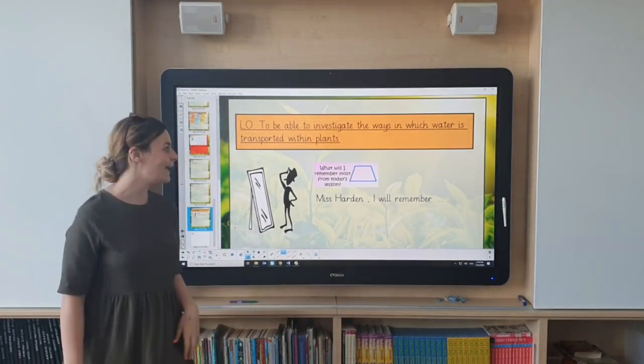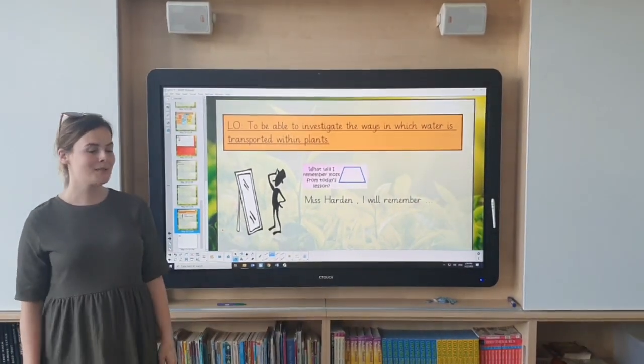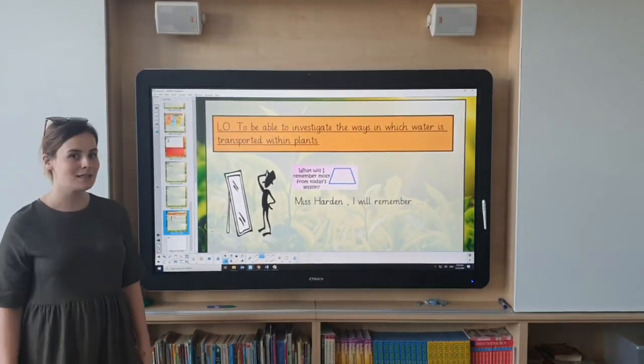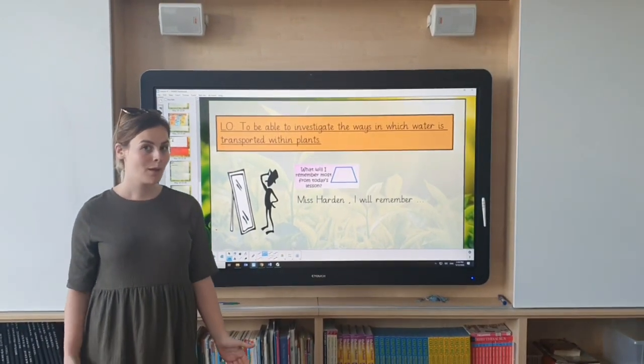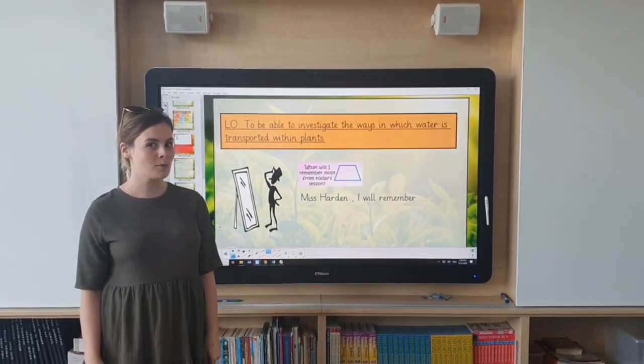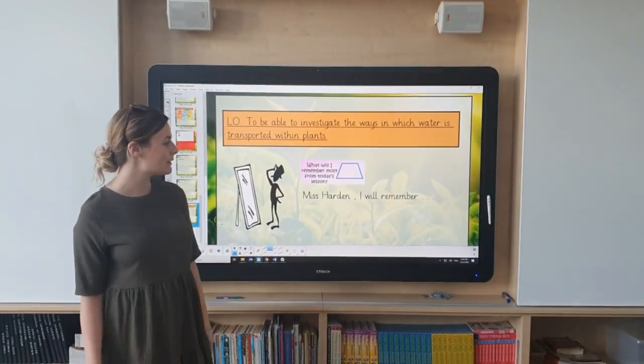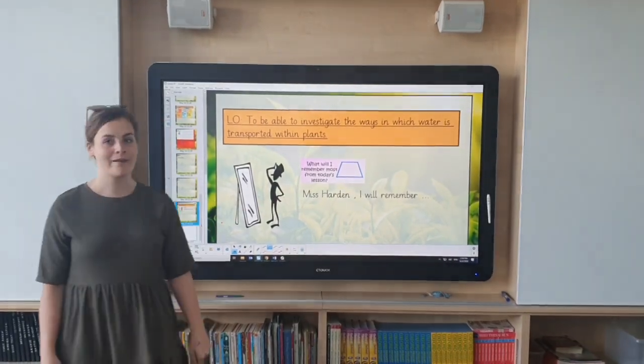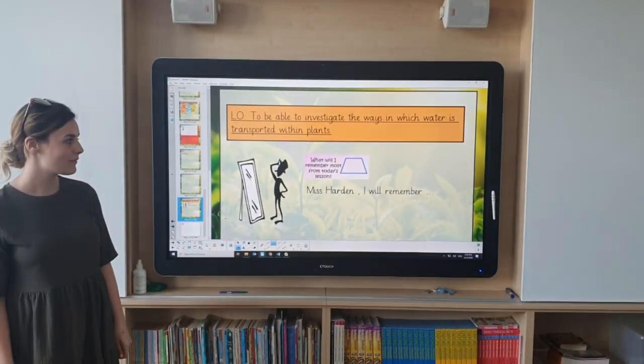And then finally, what will you remember most from today's lesson? Miss Harden, I will remember maybe how water is transported up and down a plant. You're going to fill that in, there is the box for you.